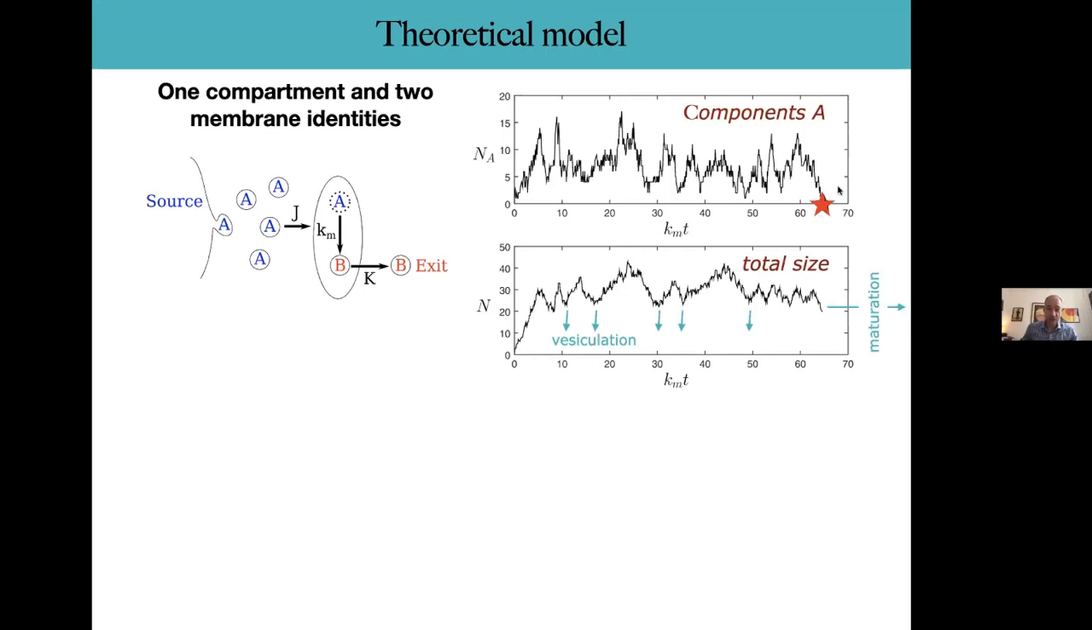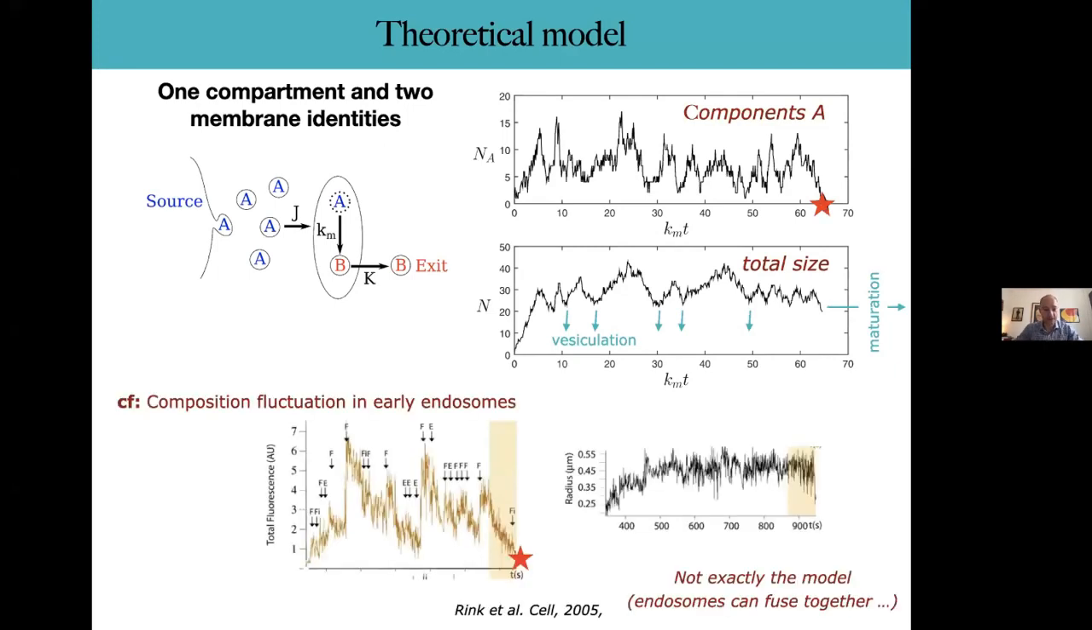Which means that when it goes to zero, if I have homotypic fusion, the influx is suppressed because influx requires that there's some A component here. And so here I basically have witnessed an irreversible maturation of my compartment from an early blue identity to a late red identity. And I can compare this to the endosome data that I showed you, and you can see some similarities. You can also see some differences.